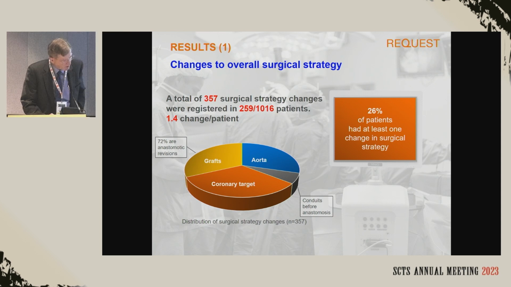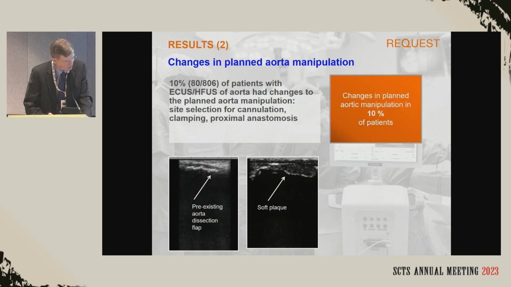So the results were, I think, quite eye-opening. About a quarter of patients had at least one change in surgical strategy determined by information provided to the surgical team by the use of these two tools. And it spanned both choosing where on the coronary target to put an anastomosis, where on the aorta to put a proximal, or how to manipulate the aorta, and what to do in terms of a mediocre graft, whether to revise it or not. So one of the key things is to plan the aortic manipulation.